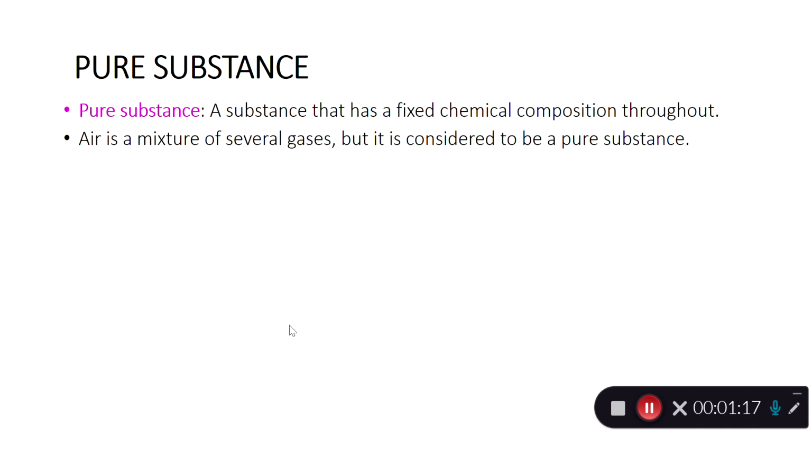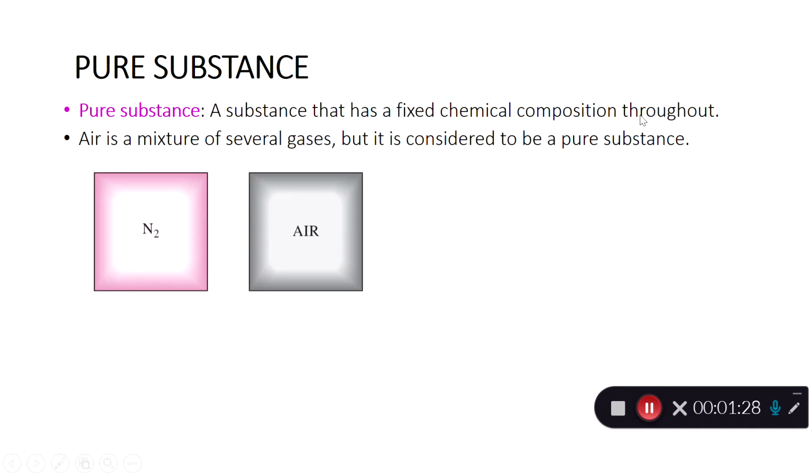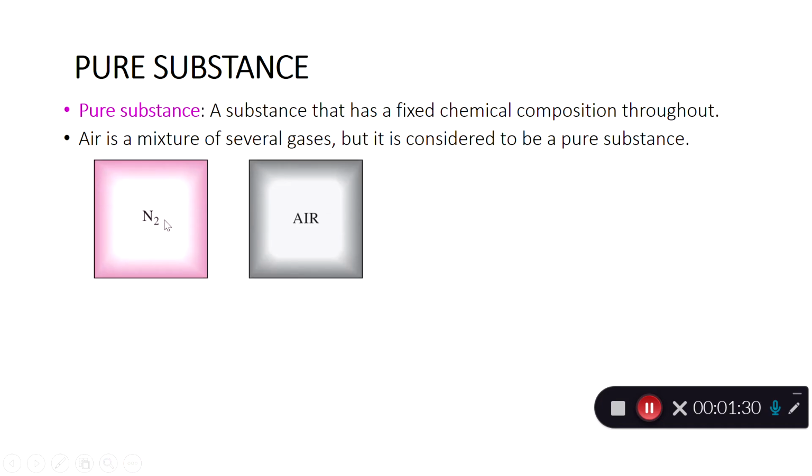Pure substance. The definition of a pure substance is a substance that has a fixed chemical composition throughout. All right, so here we have two examples of a pure substance. On your left, you have nitrogen gas. Nitrogen gas is a pure substance because it's made of only nitrogen atoms. No other substance inside here.